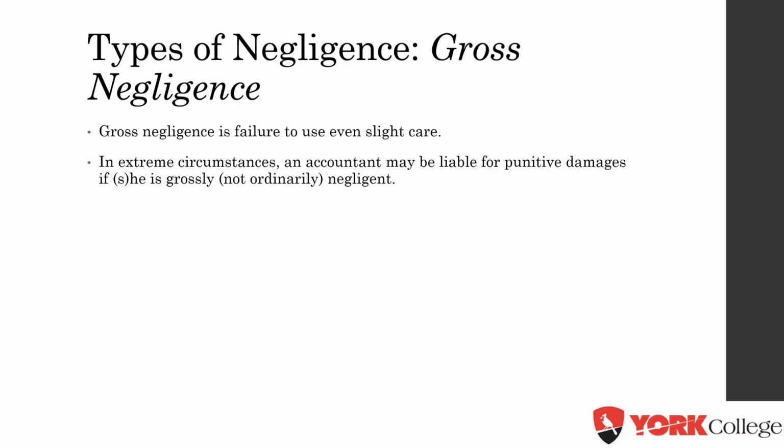So the third type of negligence is gross negligence. This happens with very specific circumstances in which an accountant acts in such a way where they don't even employ any level of care at all. So let's say that they are employed by a client to file their taxes and they just don't do it at all. That would entail gross negligence. Pretty straightforward.